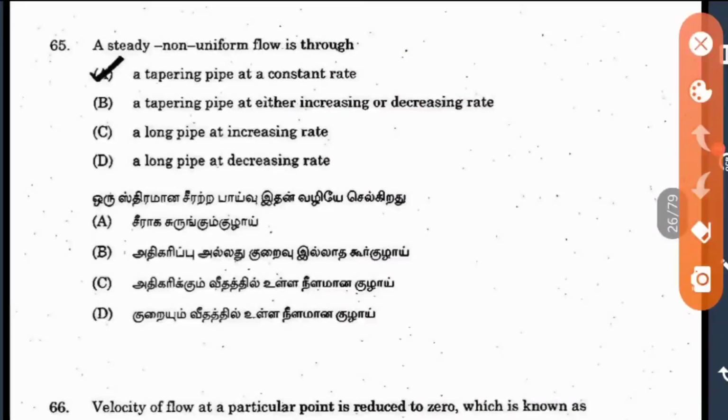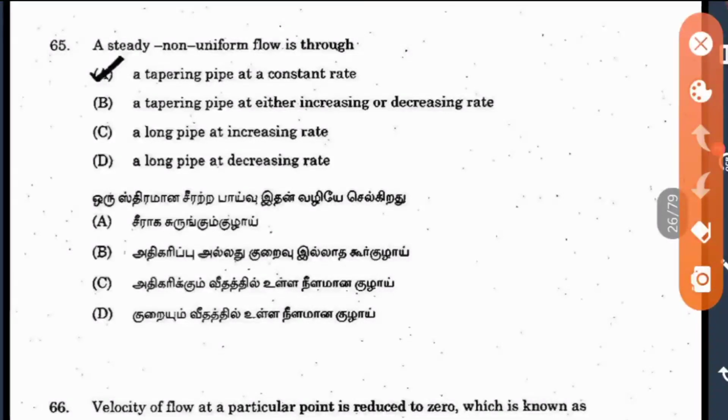65. A steady non-uniform flow is through which? Okay, so here they have given a set of four options. So here steady and non-uniform, these are two conditions we have. Steady means it will be at a constant rate only. So when you see that, only one option is correct, so you can directly go for that.